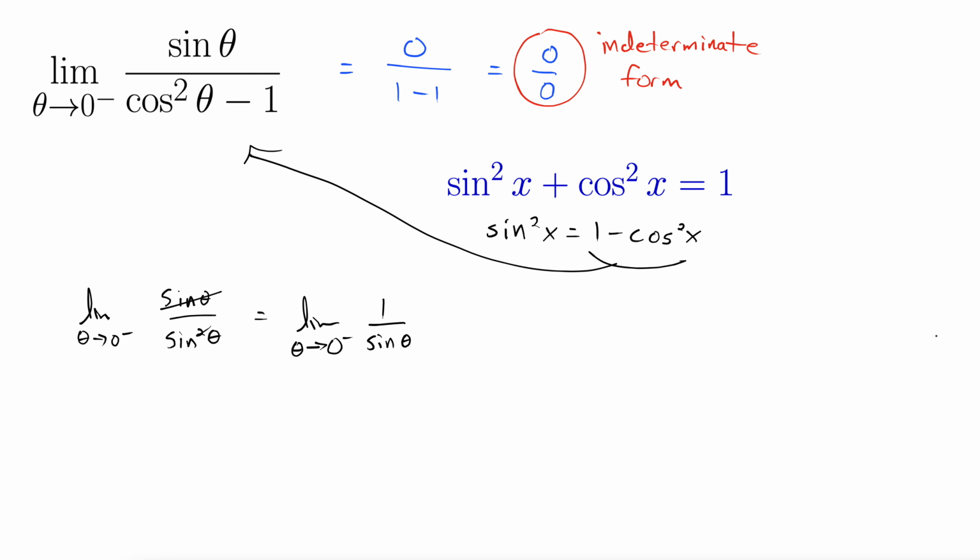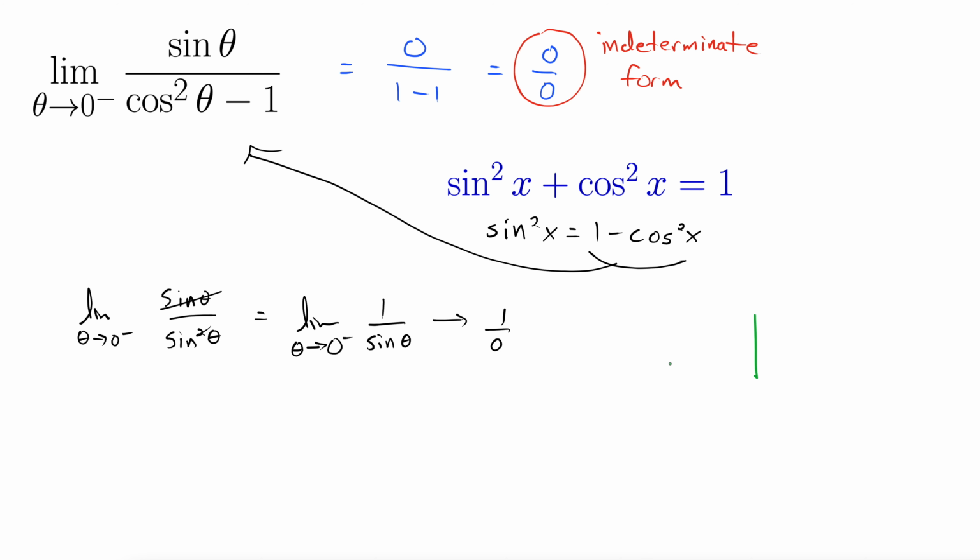Now we're at least in something that's going to give us 1 over 0. So now we know that we're in some kind of infinity, right? So this is 1 over 0, so it's going to be plus infinity or minus infinity. We just have to figure out which one. So let's look at sine and see if it's positive or negative when we get close to 0.